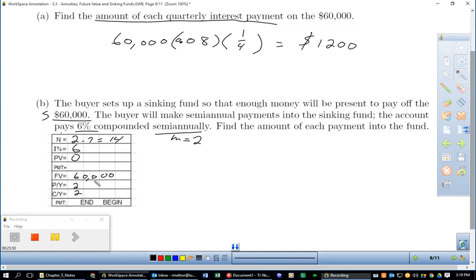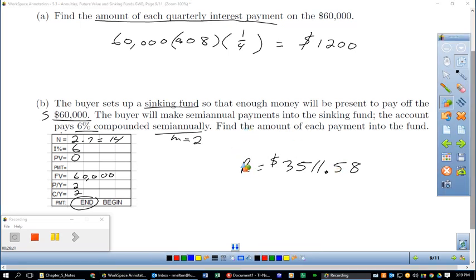All right, so we can use our TVM. And let's see, does it say anything about the end of the month? It does not say, but it does say it's a sinking fund, so that tells us it's the end. All right, so if we calculate this in the TVM solver, we get that our payment is negative $3,511.58. That's going to show up as negative again because that's actually money that's coming out of you. Okay, it's your cash outflow. So we'll ignore the negative sign there. It's going to be $3,511.58.